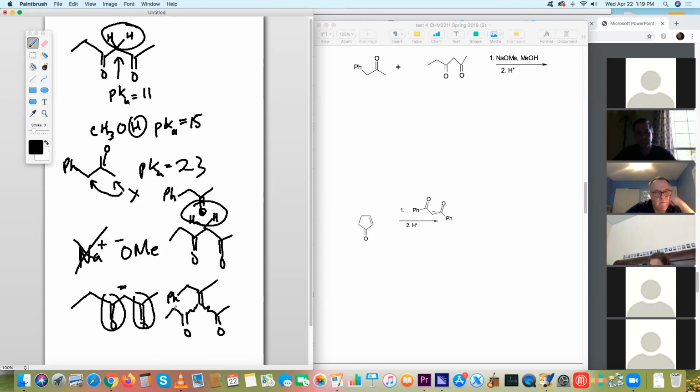There we go. So that's what the product would look like for that. And the only point of ambiguity is, oh gosh, where do I get the hydrogens from? The alpha hydrogens. You always take them from the one that has the setup with the two C double bond O's in that arrangement, because those hydrogens are so much more acidic than the hydrogens on the other one.